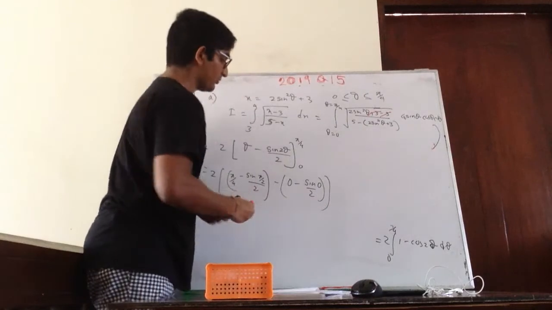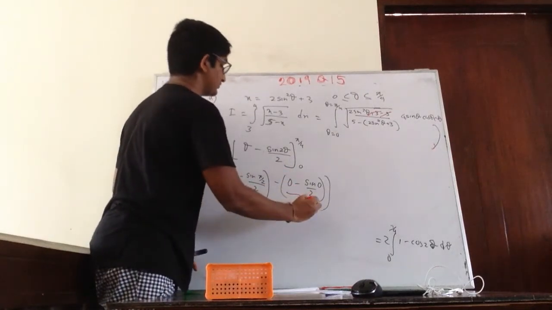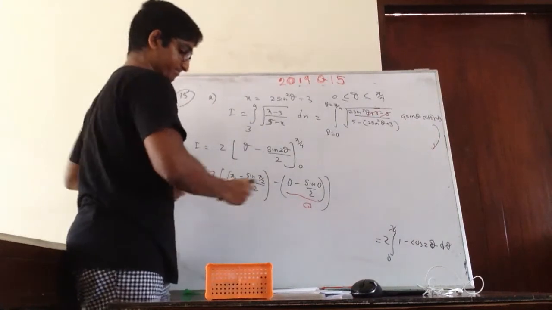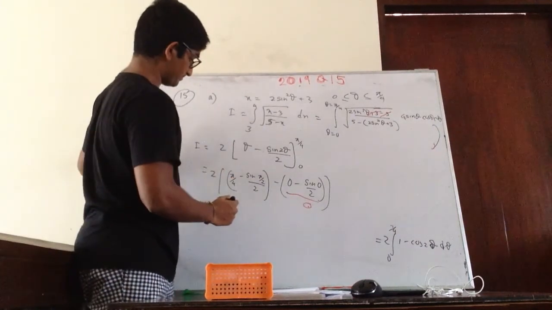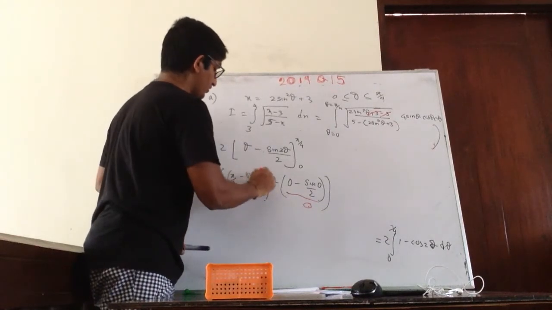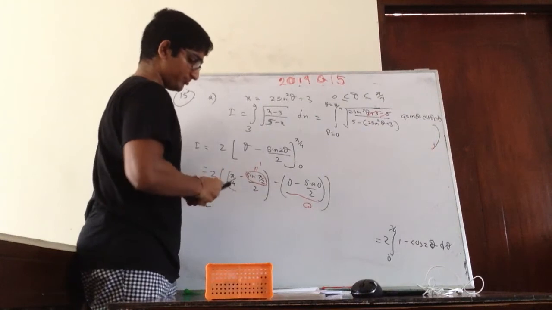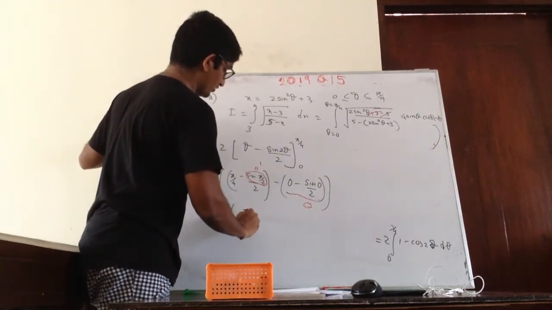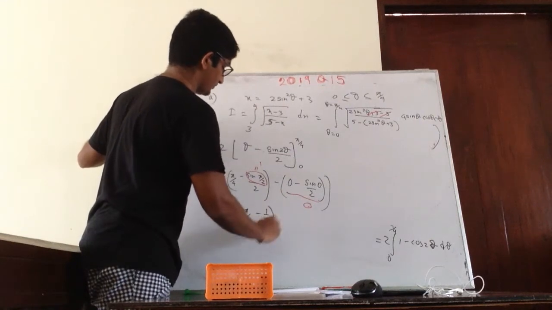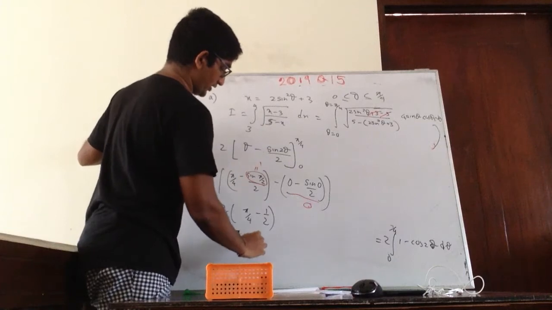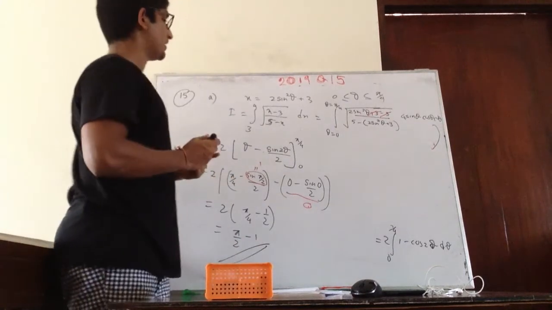So this whole part is 0, no? Here I will get, so the sin of 5 over 2 is 1. Right, so then I'll get 2 times 5 over 4 minus half. So that means 5 over 2 minus 1. So that is the answer.